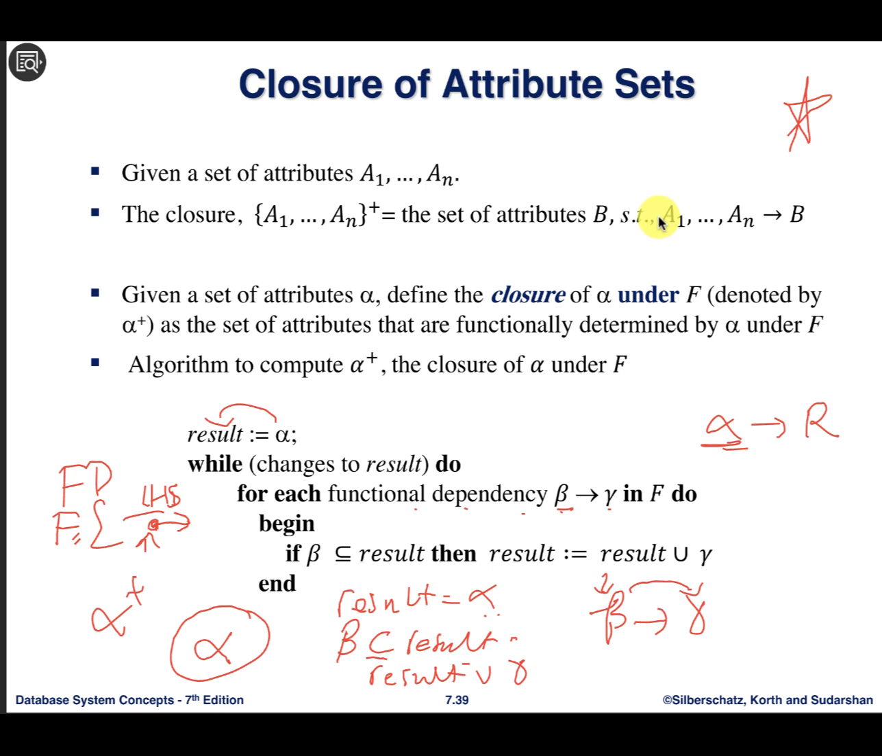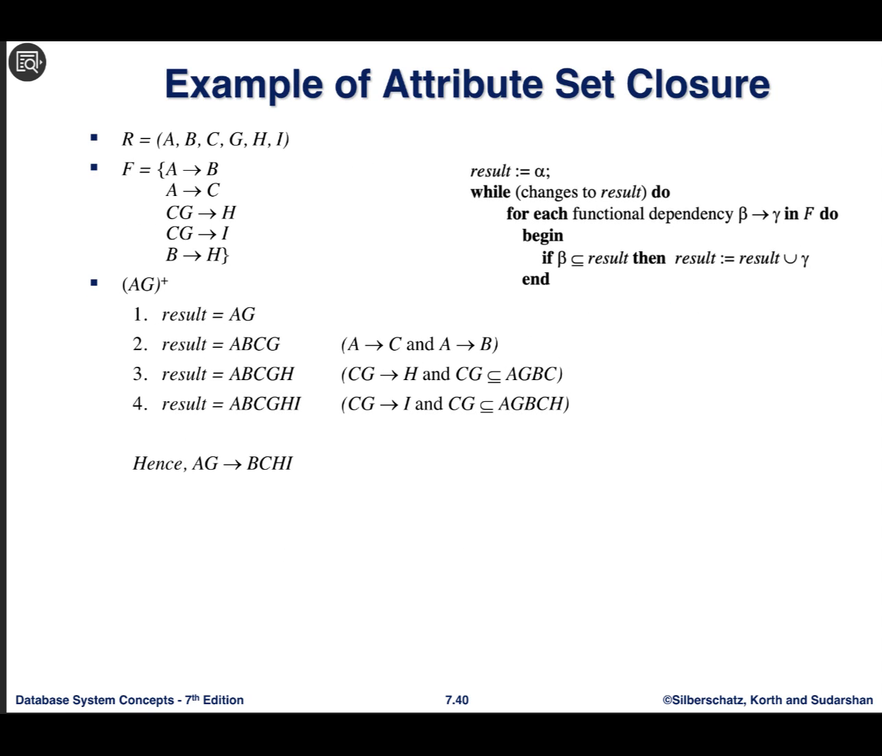Then you check whether you start from alpha here, you manage to achieve all the attributes that belong to the relation R or not. If yes, that means somehow you start from alpha and you end up, we have reached or determined every single attribute in the relation R. So this is the super key of this relation, right? Let's see how you can perform that.